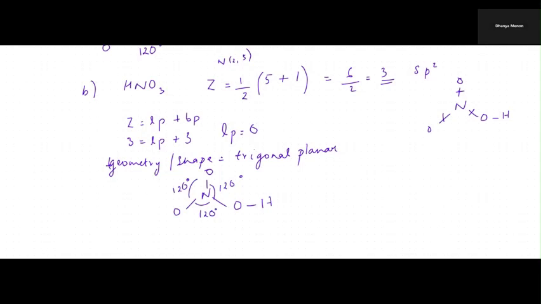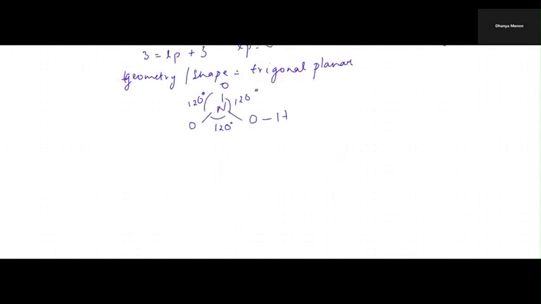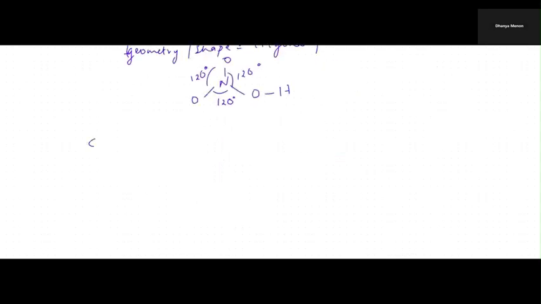Similarly, if I give a question like this, NO3 negative, Z value is equal to half of nitrogen, which is 2, 5. 5 plus, there is one negative charge that I have to add. There's no positive charge, there's no monovalent atom. So 6 by 2, which is equal to 3. So sp2.